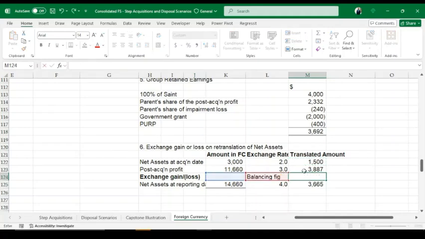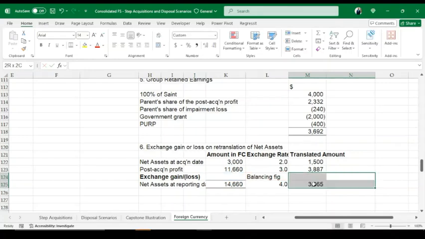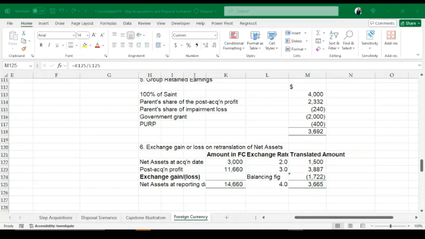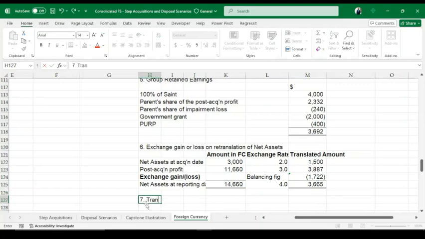So what is our value at the end of the period? It is going to be equal to the closing value minus the opening value minus our post-acquisition profit, and that will give us 1,722. All right, that is giving us 1,722. Now that we have gotten the exchange losses, we can now prepare our translation reserve account.